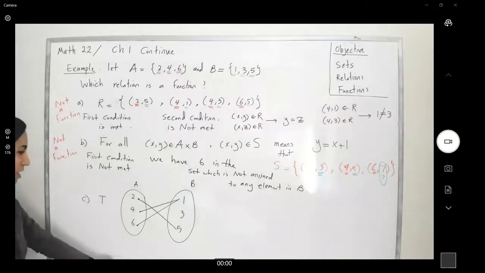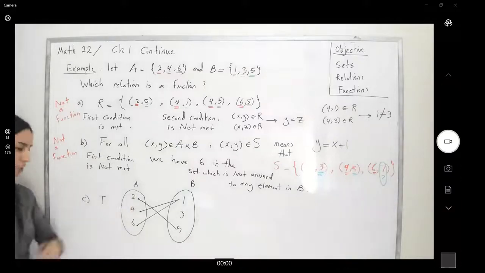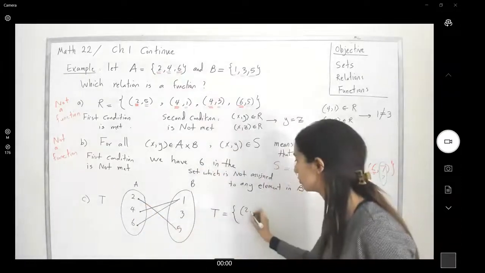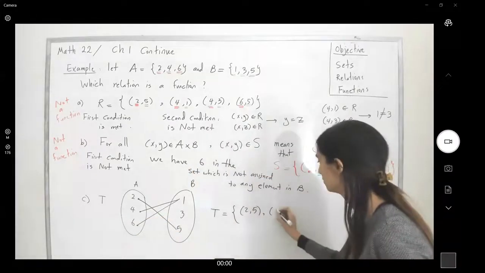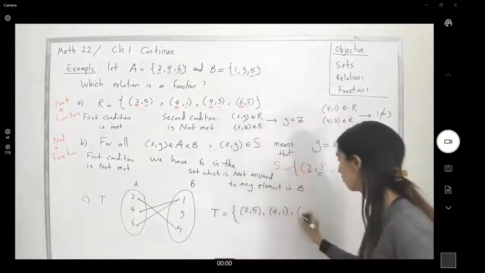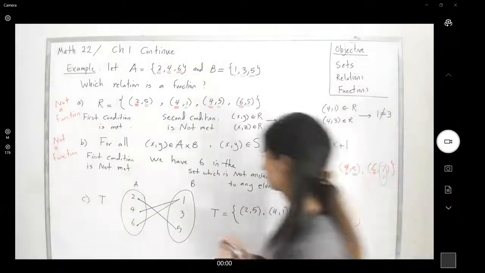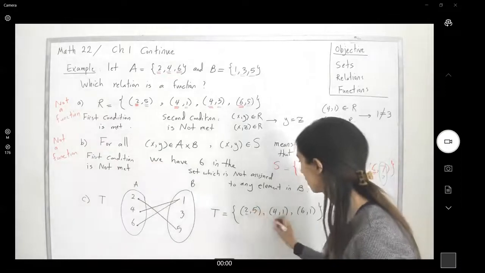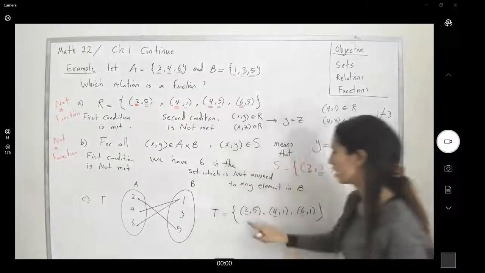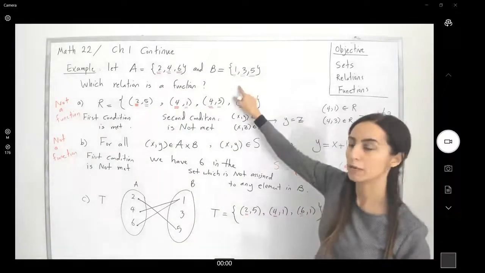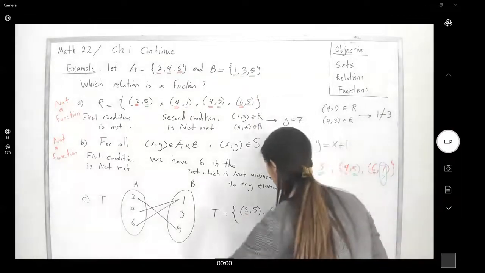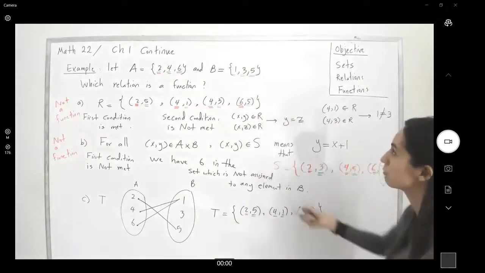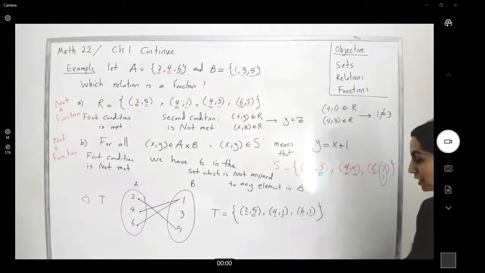How about this one? The relation between A and B defined by T. So what is T? T is this set: (2, 5), (4, 1), and (6, 1). All elements in the first set, 2, 4, 6, are assigned to some elements in the codomain. 5, yes, I have 5 in the codomain. I don't have any problem here. 1, yes, I have 1 here. Of course, another one, yes. The first condition for being a function is met.